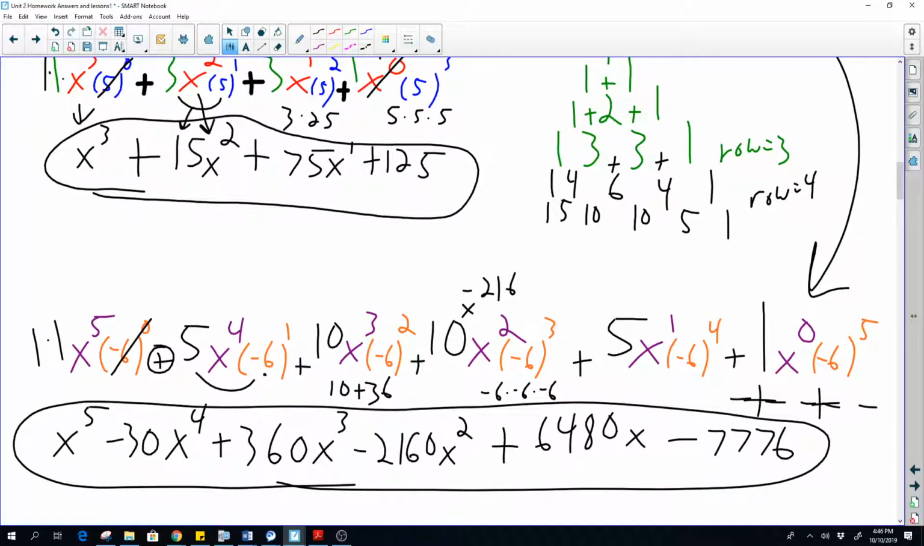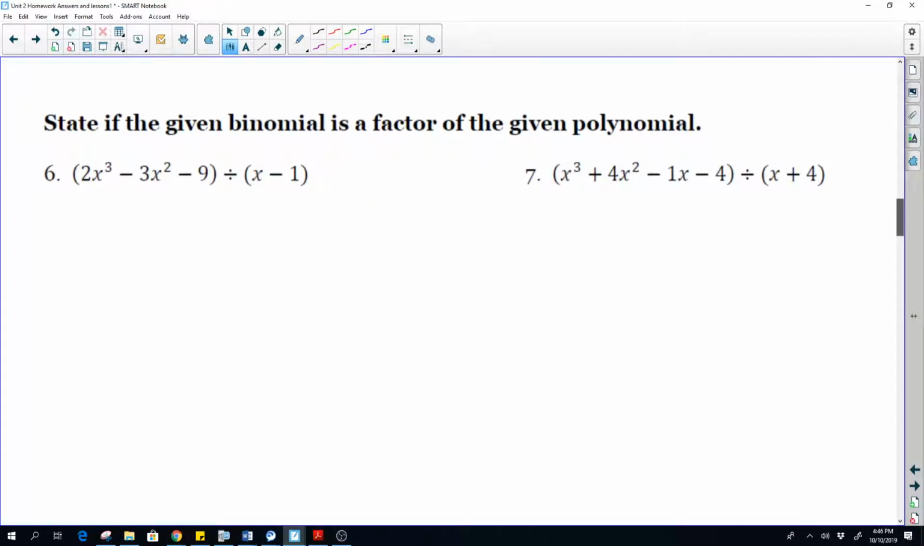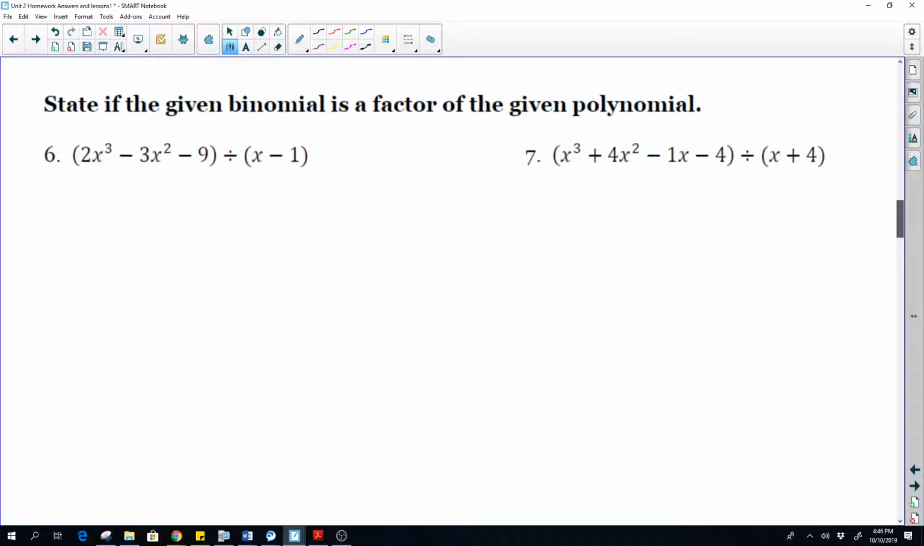Okay, we are back. We are just in number 6 with you. So now we're jumping to number 7. State if the given binomial is a factor or not, right? And it says to use division, but didn't we teach you something else? Yeah, wasn't that something to do with the remainder being 0 or not? So really, let's give that a try, right?